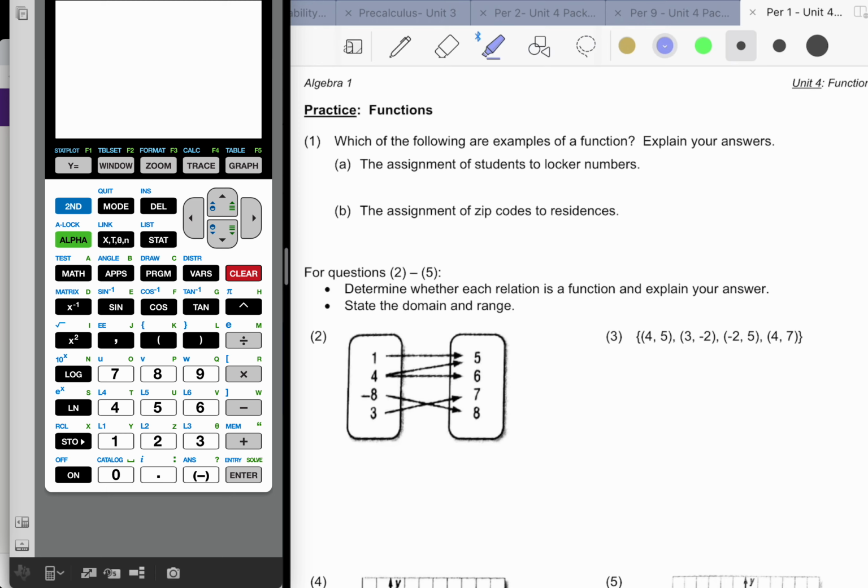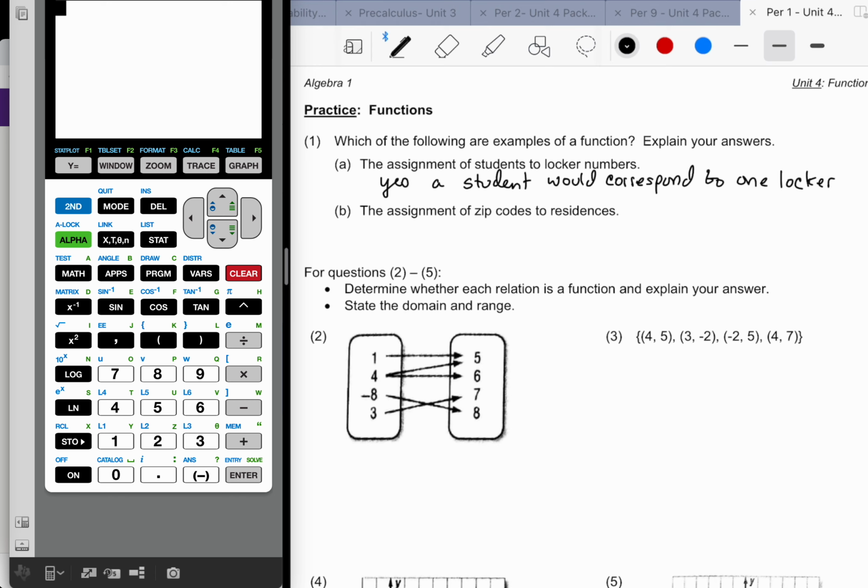Actually, this one might be the other way around. The assignment of students to locker numbers. So if I have a locker number, does that correspond to a specific student? Honestly, either way, it seems to make sense. So we would say that this is a function. Yes, a student would correspond to one locker.